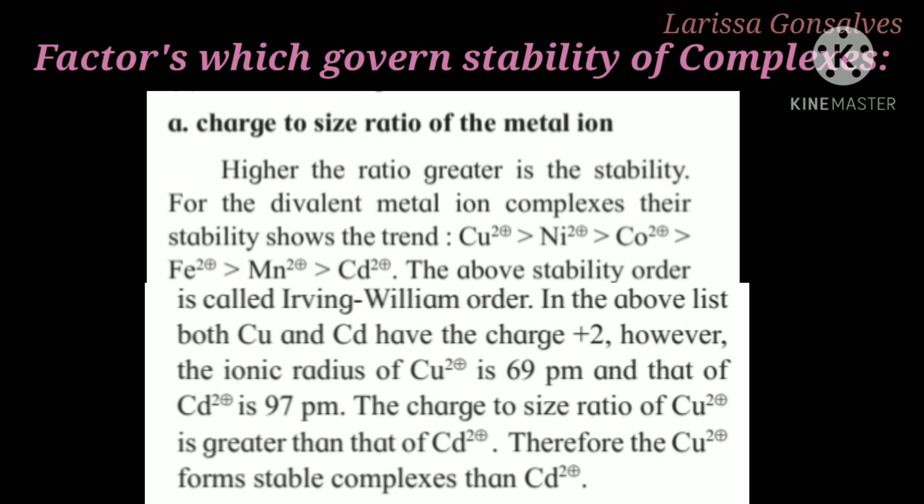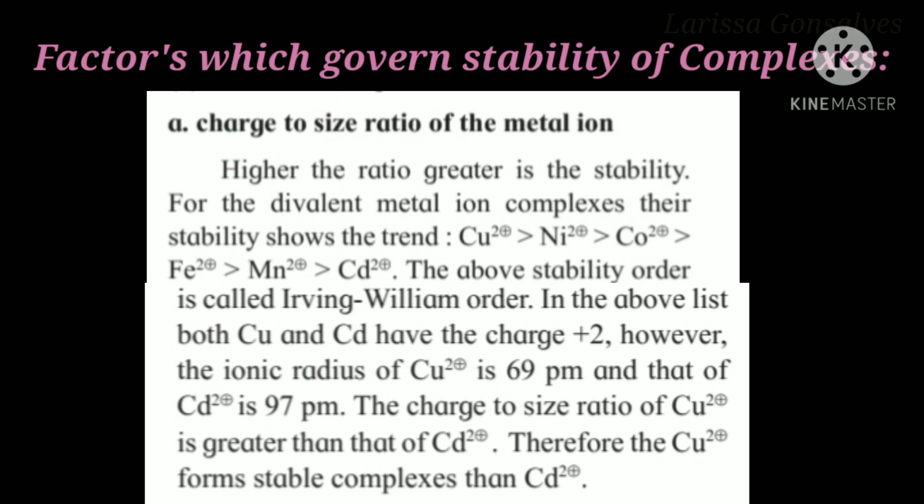So if we consider the divalent metal ions, their complexes show the stability in the following trend. For example, you have Cu2+, whose charge to size ratio is greater when compared to Ni2+ ions, Co2+ ions, Fe2+ ions, Mn2+ ions, and finally Cd2+ ions. Now these are divalent metal ions because they have a valency of 2+. The way in which the above metal ions are arranged in the stability order is called the Irving-Williams order.